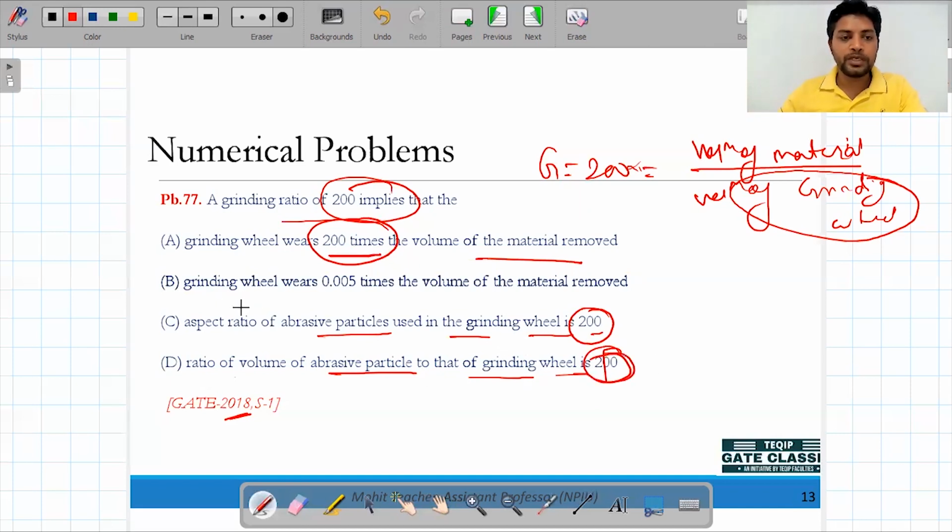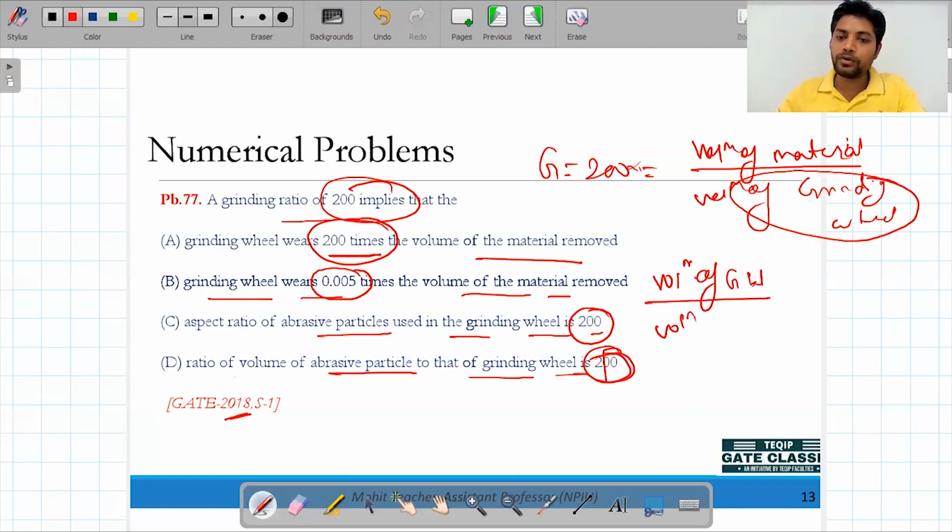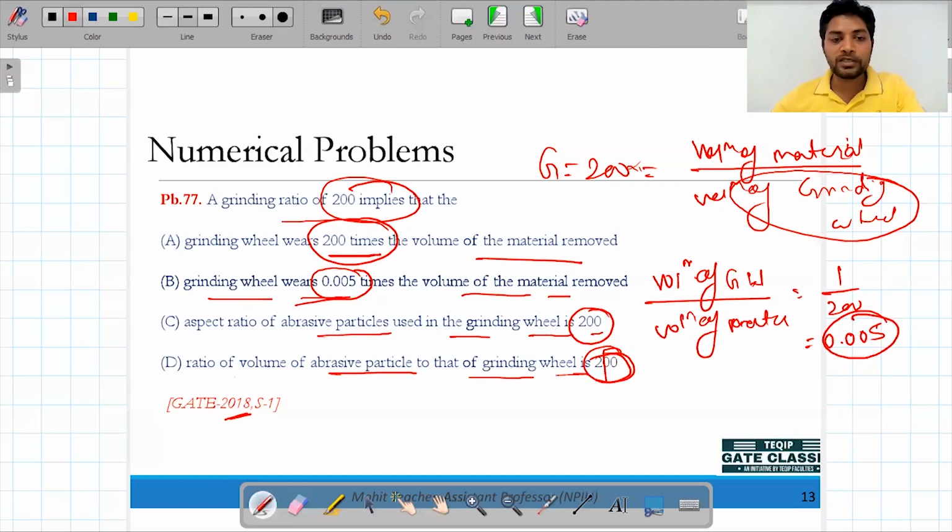So the option will be B, that the grinding wheel wears 0.005 times the volume of the material. So this will be 200. It means that volume of grinding wheel upon volume of material will be equal to 1 upon 200, which equals 0.005. It means that the grinding wheel wears out 0.005 times the volume of the material.